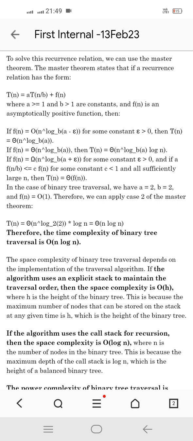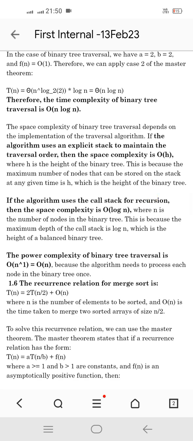The space complexity of this algorithm depends on the implementation of the traversal algorithm. If the algorithm uses an explicit stack to maintain the traversal order, then the space complexity is order of h, where h is the height of the binary tree. If the algorithm uses the call stack for recursion, then the space complexity is order of log n, where n is the number of nodes in the binary tree. This is because the maximum depth of the call stack is log n, which is the height of a balanced binary tree.